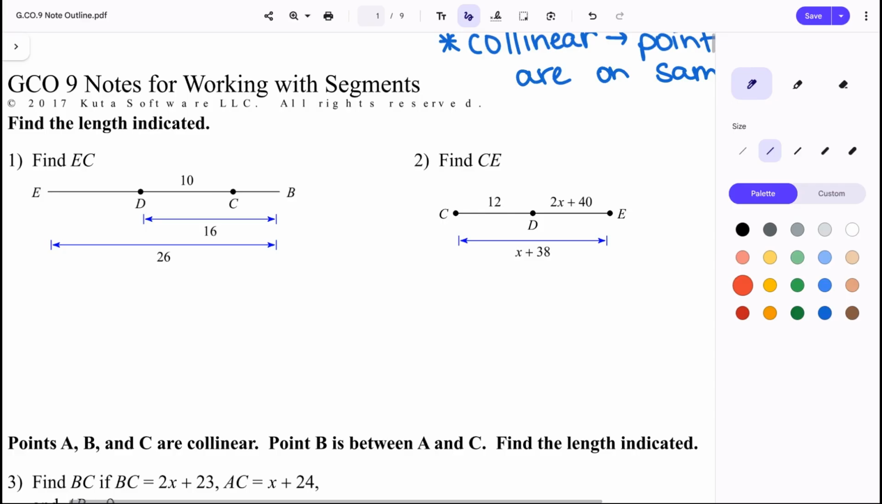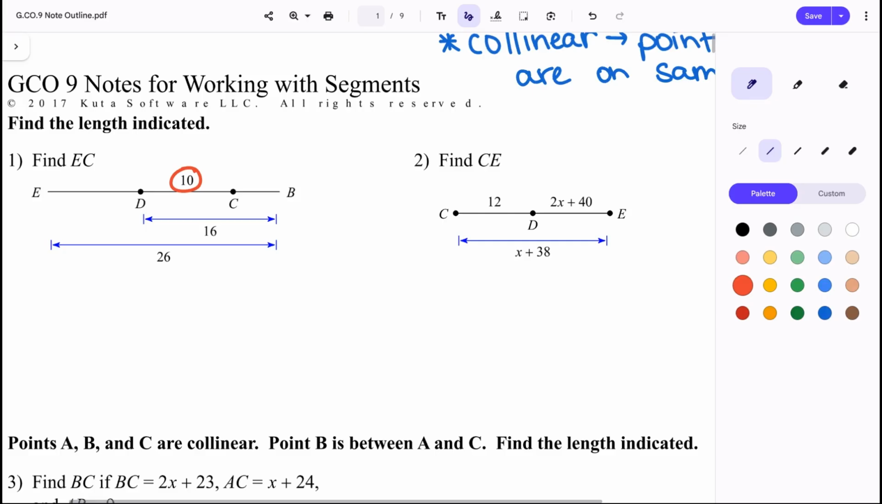So on this first picture, D to C, see how they have the 10 written right above that. So that's just talking about the length from point D to point C. Underneath that, with the blue arrow and the 16, that is going from point D to point B. And then even underneath that, from point E to point B, they're saying is 26. Okay, so being able to understand that notation so that you know what they're describing or where those numbers go or what they mean in the context of this problem is important.